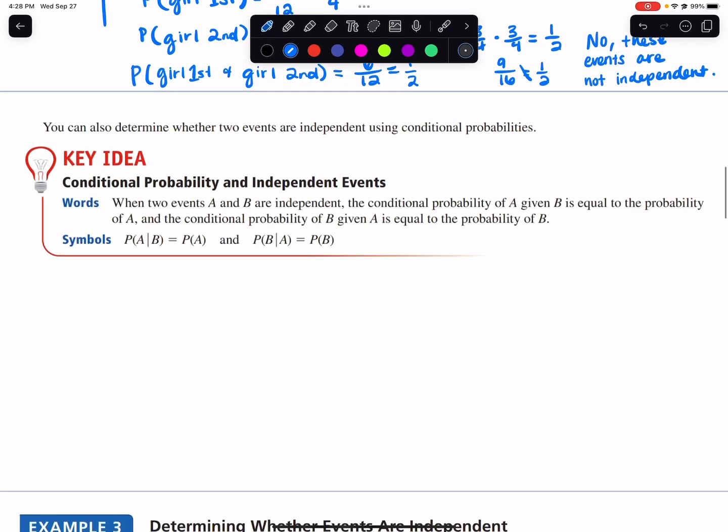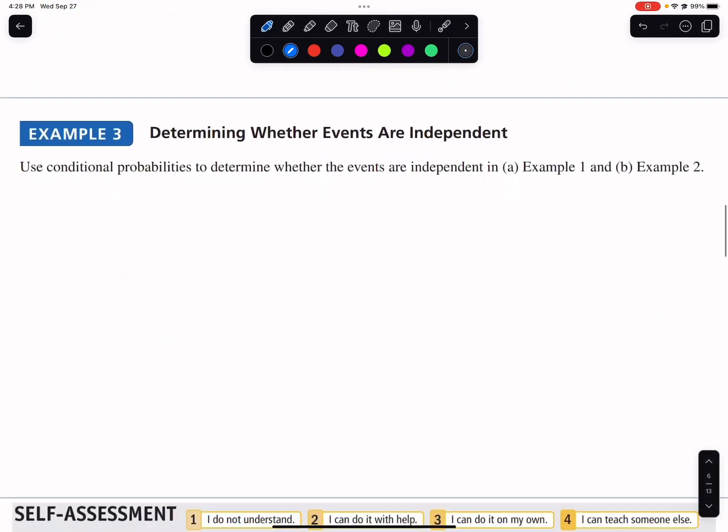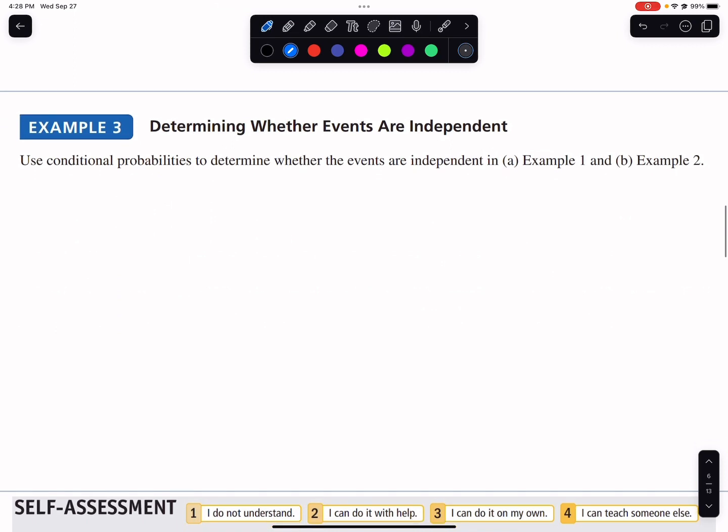All right, you can also determine whether two events are independent using conditional probabilities. When two events are independent, the conditional probability of A given B is equal to the probability of A, and the conditional probability of B given A is equal to the probability of B. So for example 3, we're going to look at example 1 and example 2 using conditional probabilities.